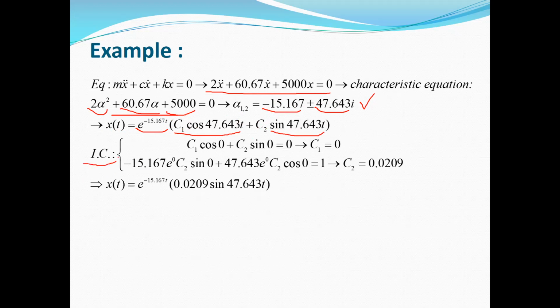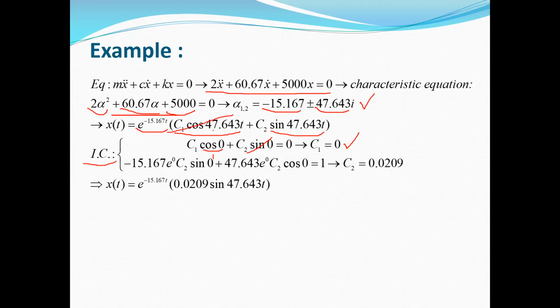The initial condition at t equal to 0: x must be equal to 0. So in this equation, we substitute t equal to 0. It will be exponential of 0, which is 1, times c1 times cosine of 47.6 times 0, which is 0. So it will be c1 cosine 0 plus c2 sine 0. And here the sine 0 is 0. So we will have c1 times cosine 0, which is 1, equal to 0. So c1 is 0.